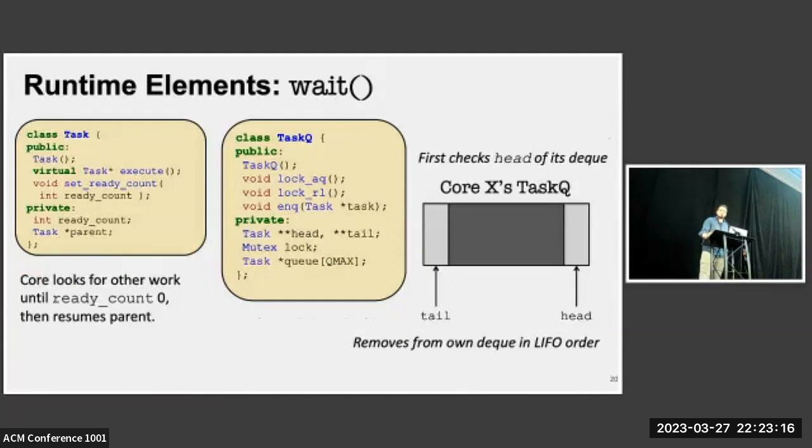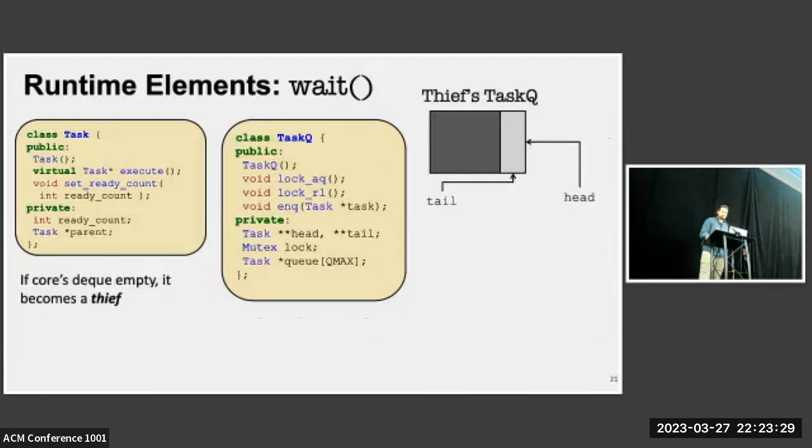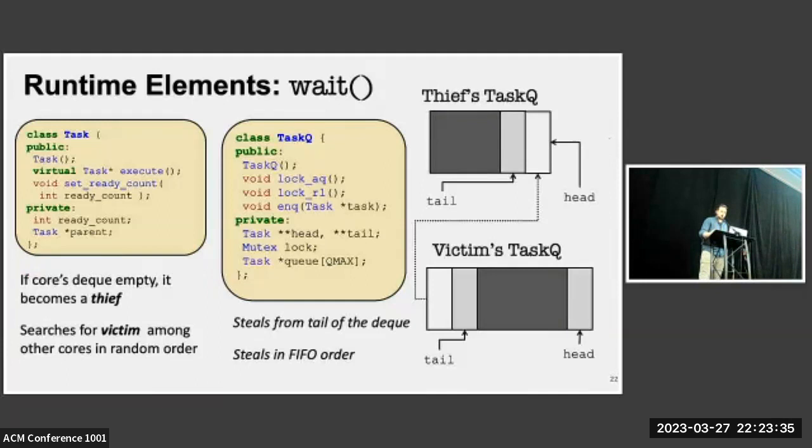And then there's wait, which a parent will call when it needs to wait for its children to complete. It has a reference counter. And when it calls wait, it will wait for this to turn 0. And in the meantime, it will look for more work. The first place it will look is the head of its own deck. If there's no work there, then the core becomes the thief. And it'll start looking for random victims among the other cores in the system. It will steal from those in FIFO order, so the first tasks that were put in will be the ones that it steals.